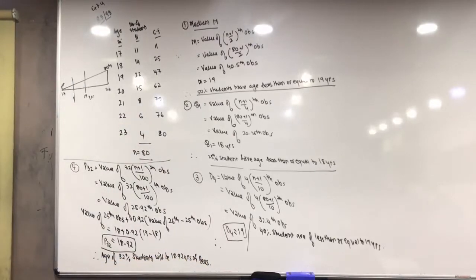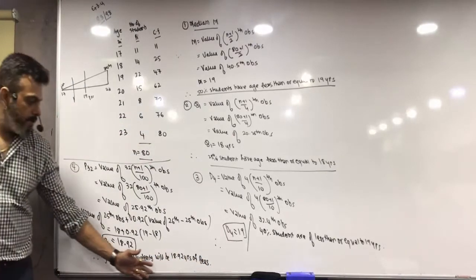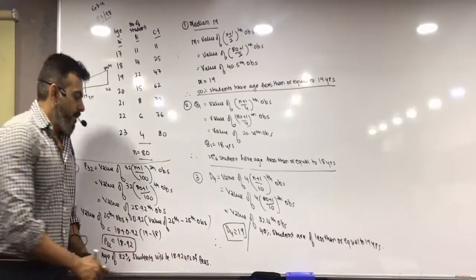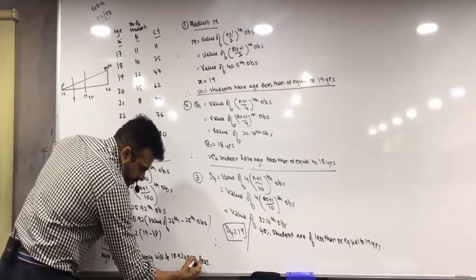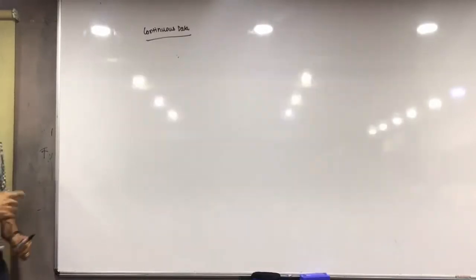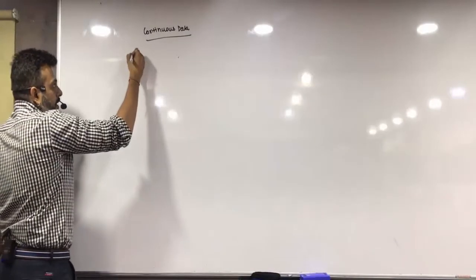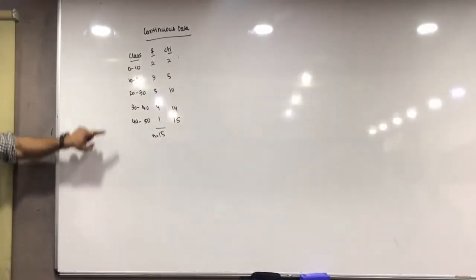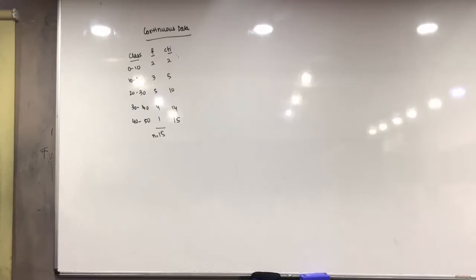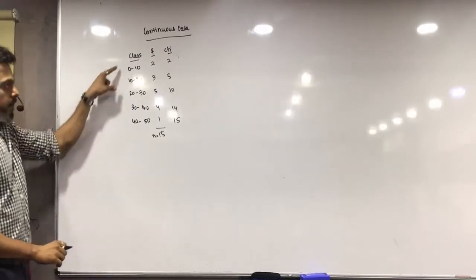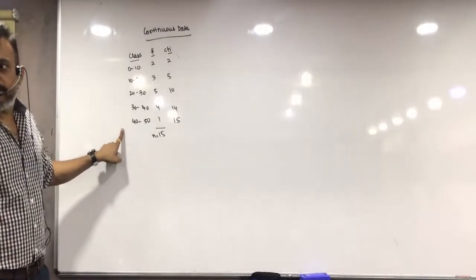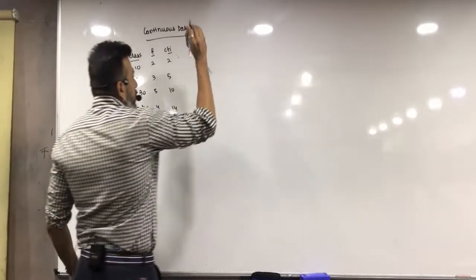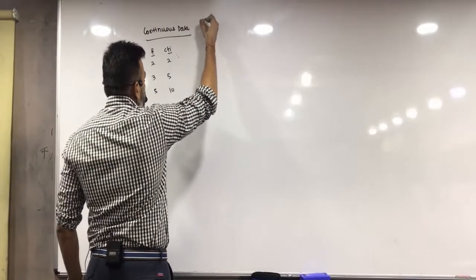Therefore, 32% students will be of 18.92 years or less. Now, I'll write an example over here to make you understand. This type of data is continuous data. What type of classes are these? Inclusive or exclusive? Exclusive.